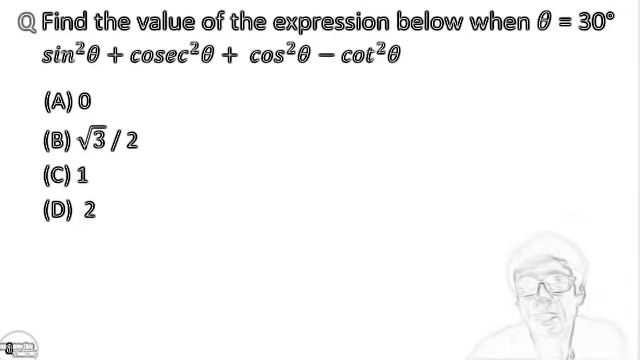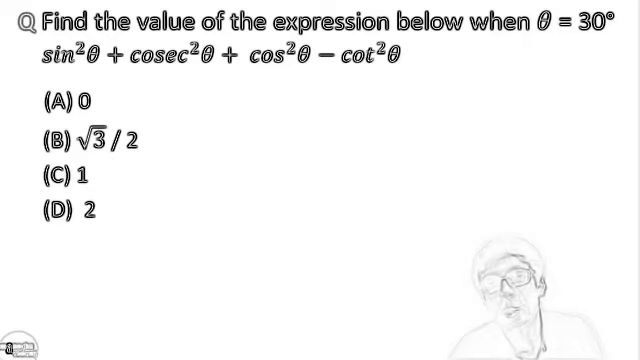So guys, do you want to try this question? Find the value of the expression below when theta is 30 degree, right? So sine square theta plus cosec square theta plus cos square theta minus cot square theta. So how do we find this when it's given to us that angle theta is 30 degree? So guys, go ahead and try this question.